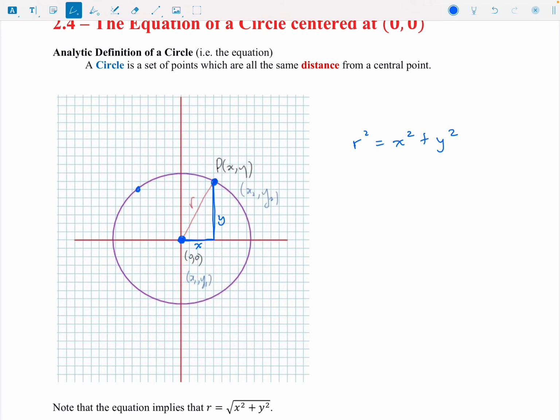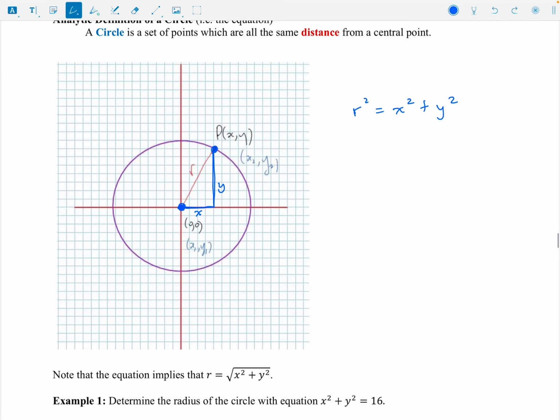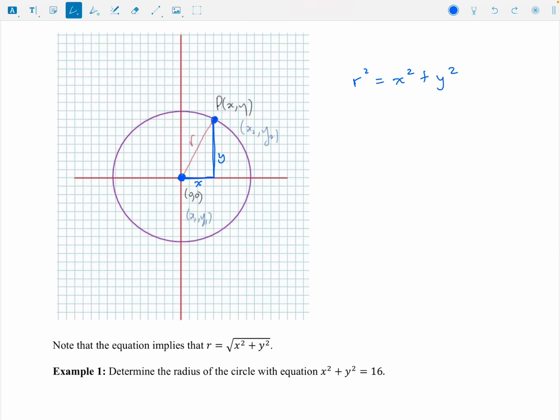If it was on the negative side, this is the fun fact here, and you drew a triangle going over, it would be negative x and positive y. But when you square negative x, it becomes positive. So it really doesn't matter whether x or y are positive or negative, because when you square them, they become positive. Note that this also implies that if we take the square root of both sides, we get r equals the square root of x squared plus y squared.